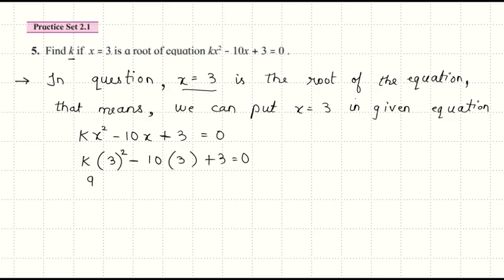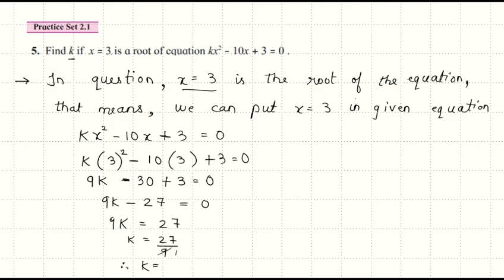So this will become 3 square is 9, 9k minus 10 into 3 is 30 plus 3 is equal to 0. So 9k, minus into plus is minus, 30 minus 3 is 27, sign of the bigger number is minus, is equal to 0. So 9k is equal to 27. Solve it further, k is equal to 27 upon 9. Therefore, k is equal to 3, since 9 threes are 27. Such questions are very easy, just that we need to understand the question. Therefore, we got the value of k as 3.